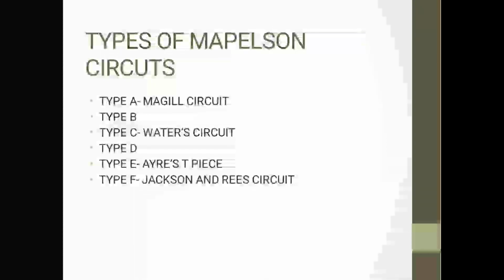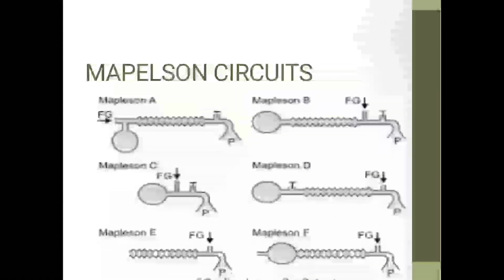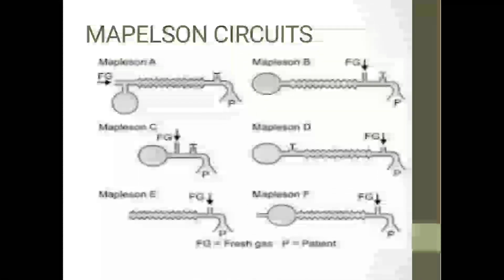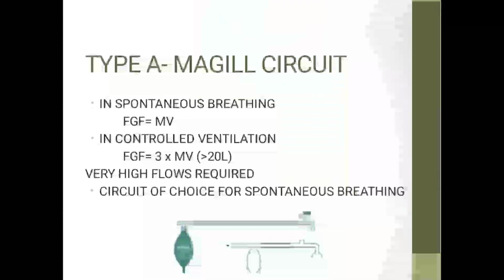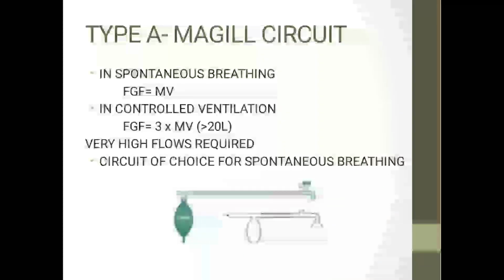Type A is also called the McGill circuit. We have type B, C, which is called the water circuit, D circuit, E circuit, which is called Ayre's T-piece, and F circuit, the Jackson and Rees circuit. This picture depicts the six types of Mapleson circuit.